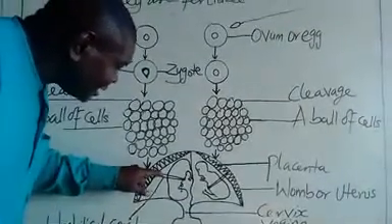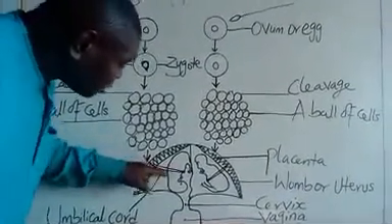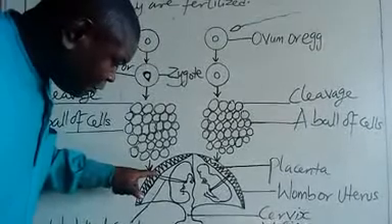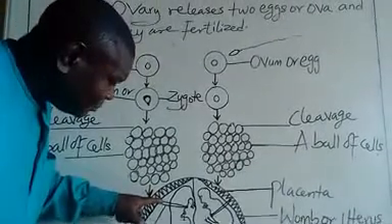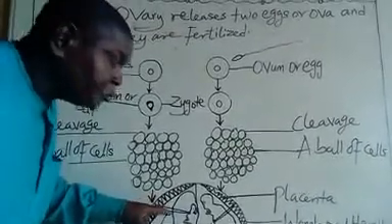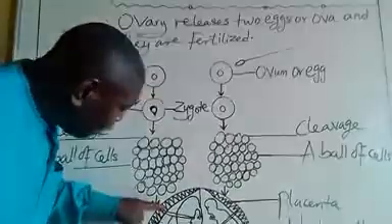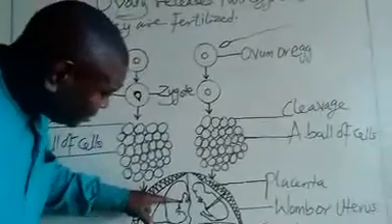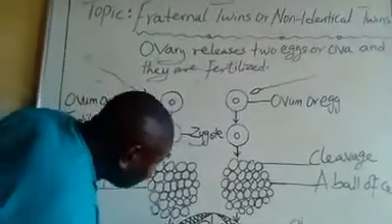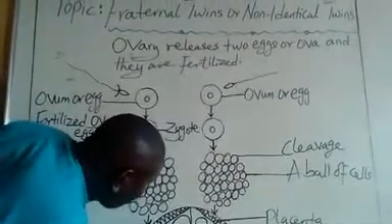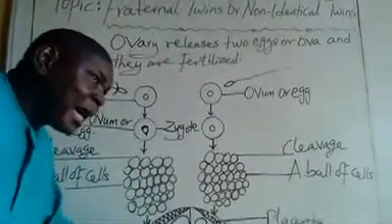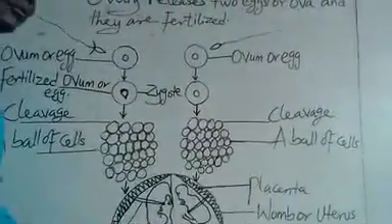Here, the fetus obtains nutrients from the placenta. The fetus obtains oxygen and food from the placenta. Food and oxygen pass through the umbilical cord to the fetal blood. Alright?